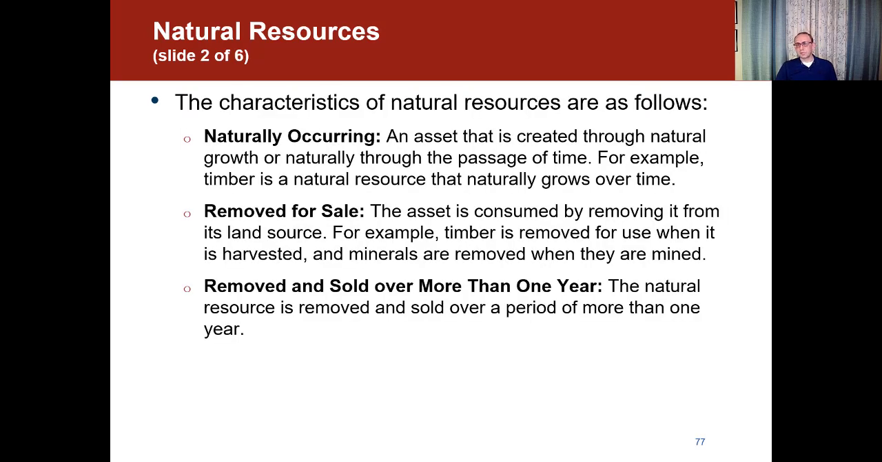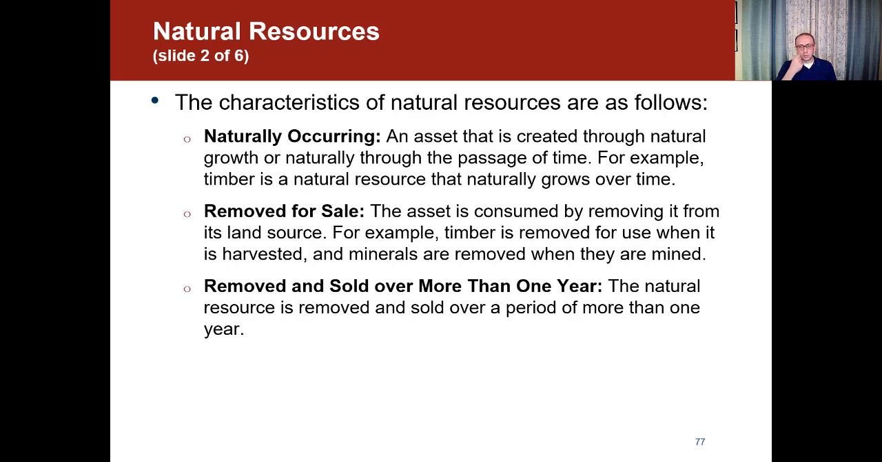So the characteristics of natural resources are as follows. One of those things is that it's naturally occurring. So an asset that is created through natural growth or naturally through the passage of time. For example, timber is a natural resource that naturally grows over time. Another thing is removed for sale. So the asset is consumed by removing it from its land source. For example, timber is removed for use when it's harvested, and minerals are removed when they are mined.